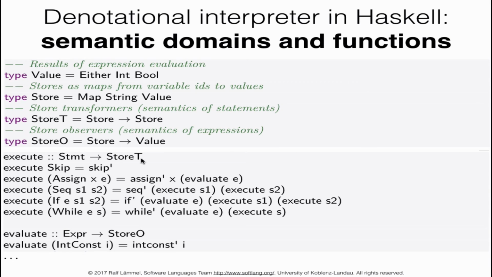This is the semantic function mapping statements to store transformers, and these equations just follow very closely what we have seen earlier in our semi-formal notation. So we assume semantic combinators skip, assign, seek, if, while, primed. We just prime them to avoid any sort of name clashes. And you see we adhere to the compositional scheme by applying the semantic combinators to the recursively processed syntactic components.